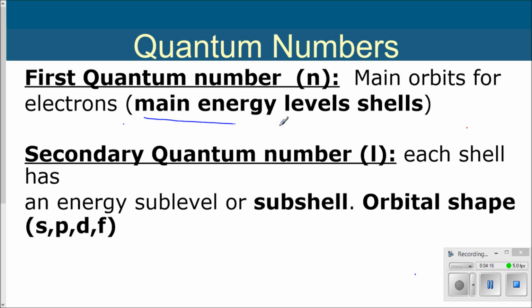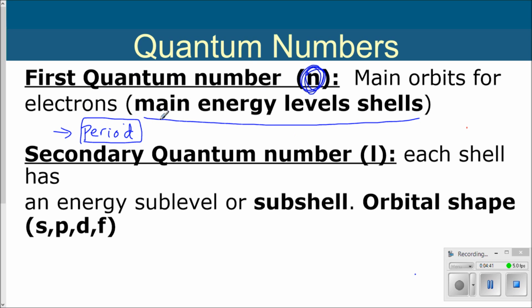So when we say N, what we're really talking about refers to the period on the periodic table. If I say period 1, how many electrons can go into period 1? Well, it has 2 elements, so it holds 2. The second period holds 8, and so on. So that first quantum number actually describes the main energy level.